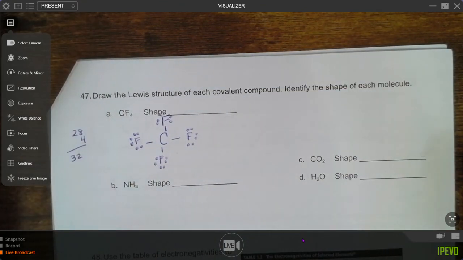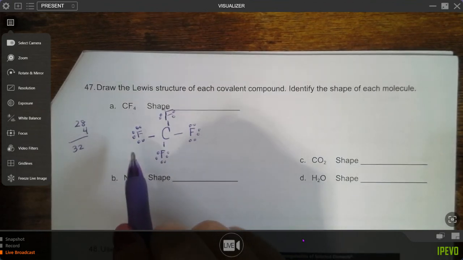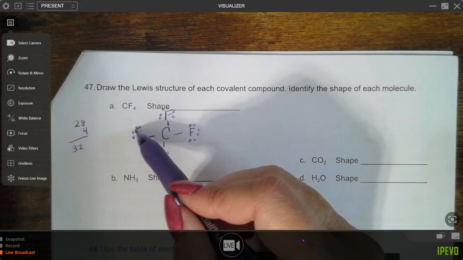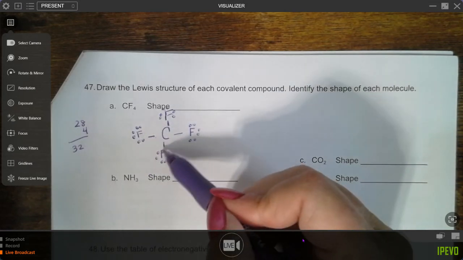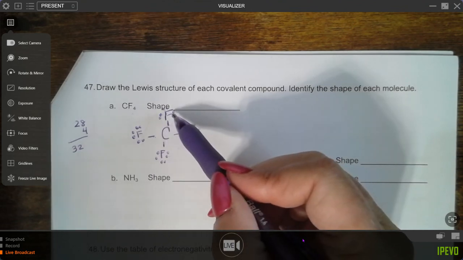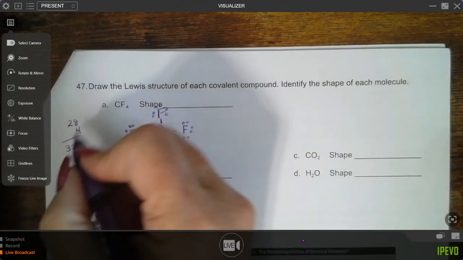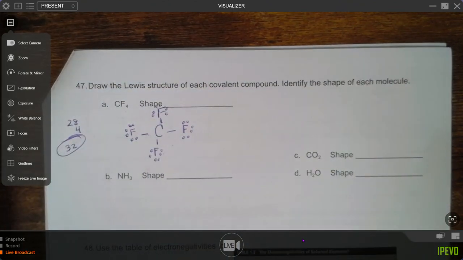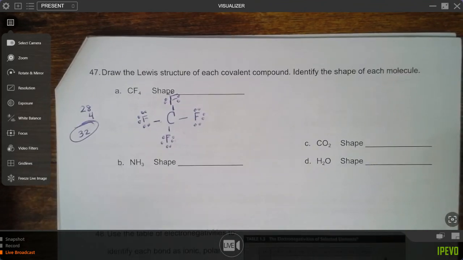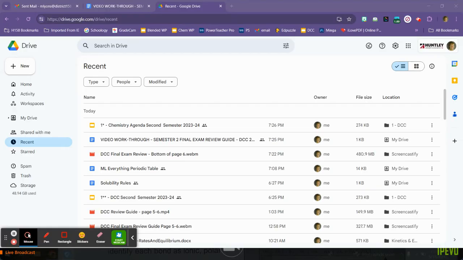Okay. So if you look at this, now we have to count how many electrons we've used. So 2, 4, 6, 8, 10, 12, 14, 16, 18, 20, 22, 24, 26, 28, 30, 32. So this structure is done. Okay, we have the right number of electrons.